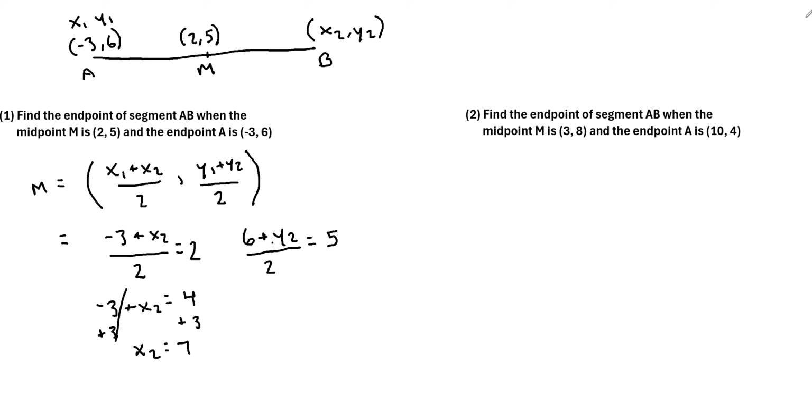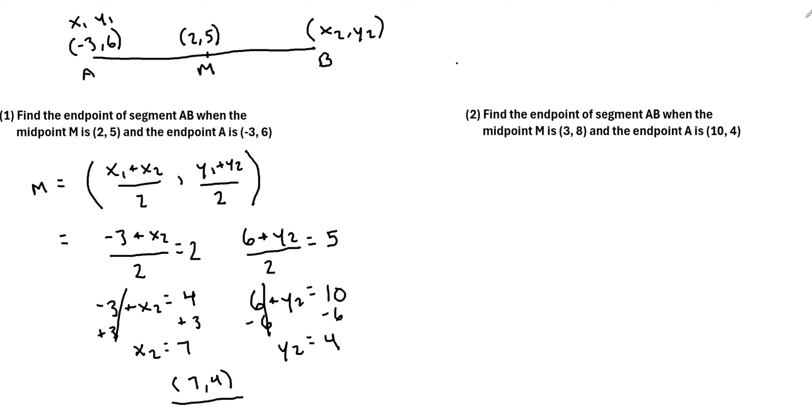Now over here we have 6 plus y2 divided by 2 is equal to 5. So we can multiply both sides by 2 to get rid of that denominator. 6 plus y2 is equal to 5 times 2, that's 10. And now to solve for y2, we can subtract a 6 from each side. That leaves us with y2 is equal to 10 minus 6, that's 4. So our coordinates for B, this other endpoint of the segment, will be 7, 4. And that is our answer.